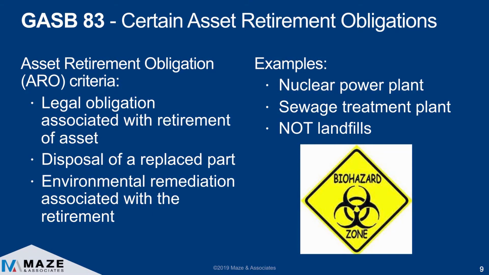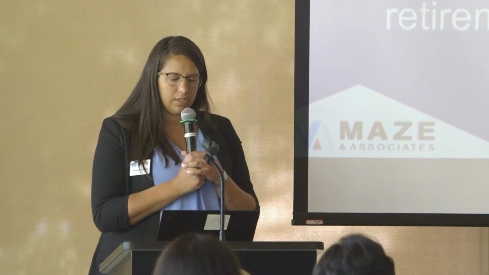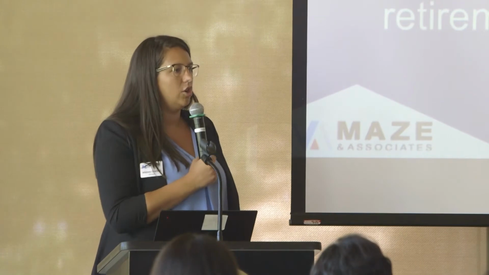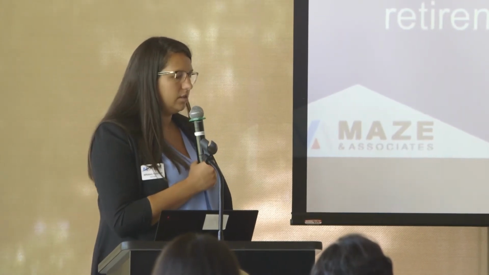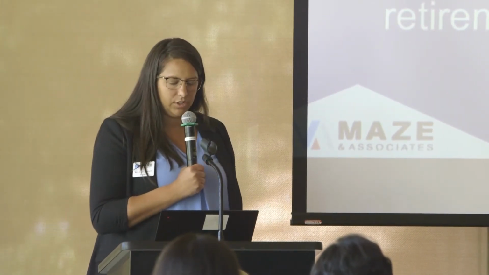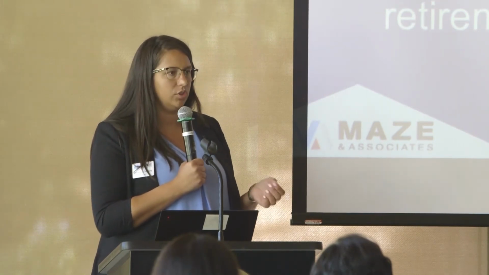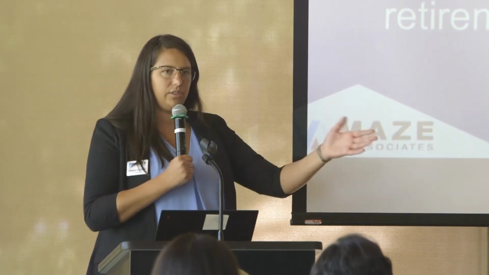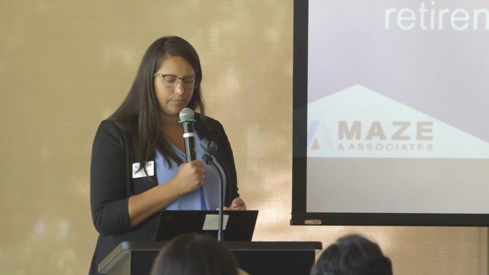So under this GASB, in order for an asset to fall under these requirements, there's some criteria. The biggest one is that there must be a legal obligation associated with retiring the asset, which can come from another governmental agency or by law or some sort of legal agreement. And it can also, like I said earlier, include a disposal of a replaced part. It doesn't have to include the entire asset. And it also can include environmental remediation associated with retiring that asset.